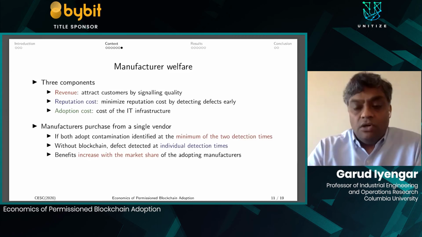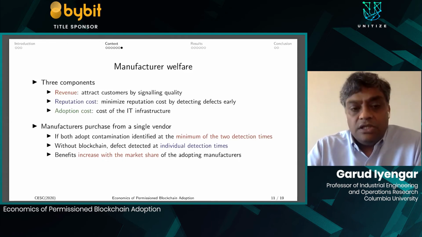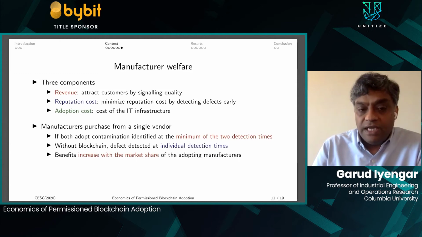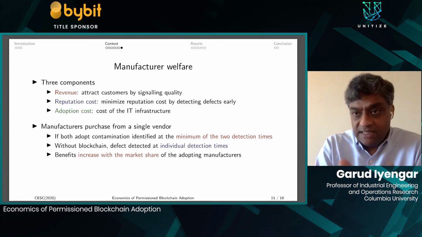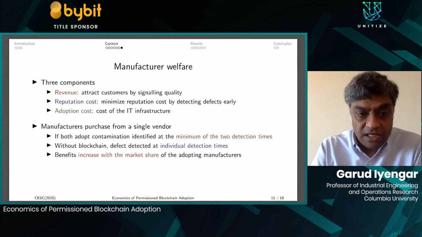So this is a repeat of what we're saying, that we brought the single vendor in to simplify the story. So when everybody adopts the blockchain, you see the contamination is identified at the minimum of the 2 detection times. Here we are looking at an example of 2 manufacturers. If there are n manufacturers, then it's going to be the minimum of n detection times.